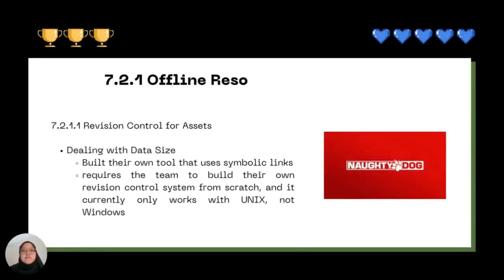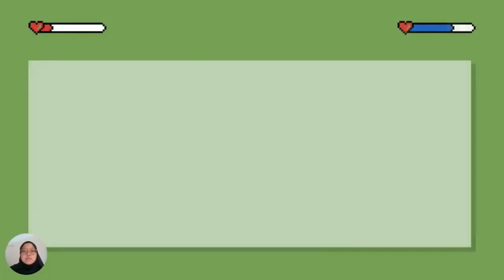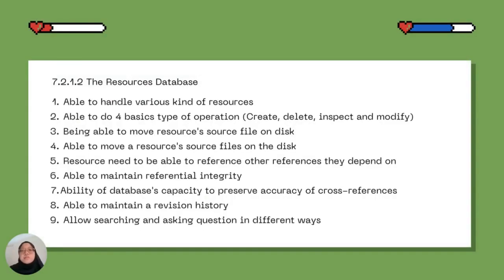Next, we move to offline resource management and the tool chain. The first one is dealing with data size. Naughty Dog built their own tools that use symbolic links. They also required the team to build their own version control system from scratch, and it currently works on UNIX, not on Windows. A good resource management system should handle different resources, do basic operations, move files, maintain referential integrity and reference history, and also allow searching and questioning in various ways.